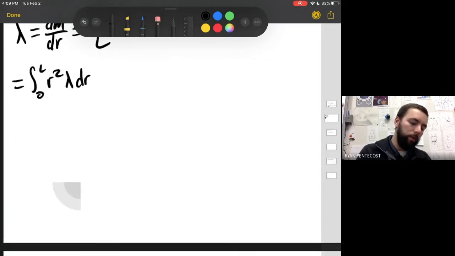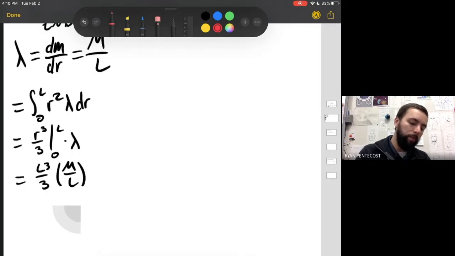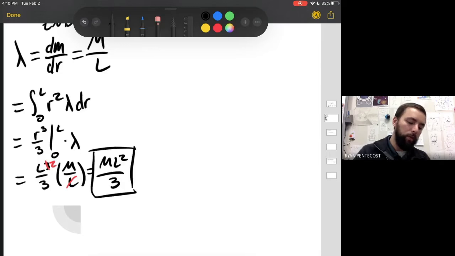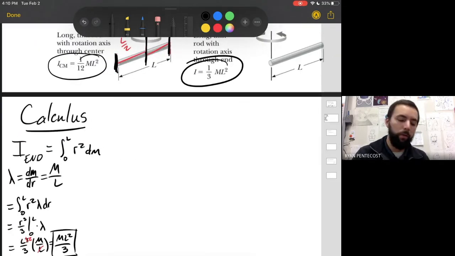Now we will do the integral. You've got r cubed over 3 from 0 to L times lambda. So then you just have L cubed over 3 times lambda, but lambda is mass divided by length, as we showed up top. So that is going to eliminate some of those lengths. And then you have ml squared over 3, which you can see is the moment of inertia for a rod rotated about its end.